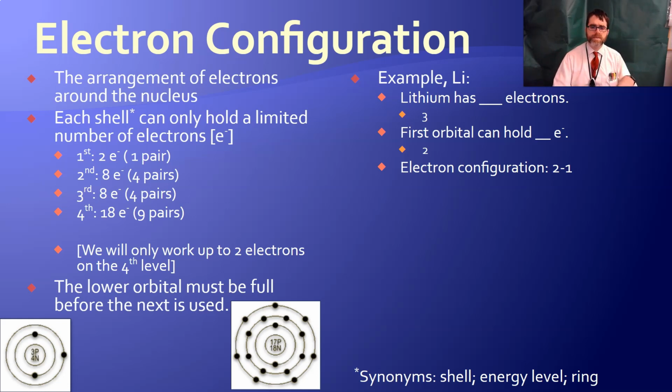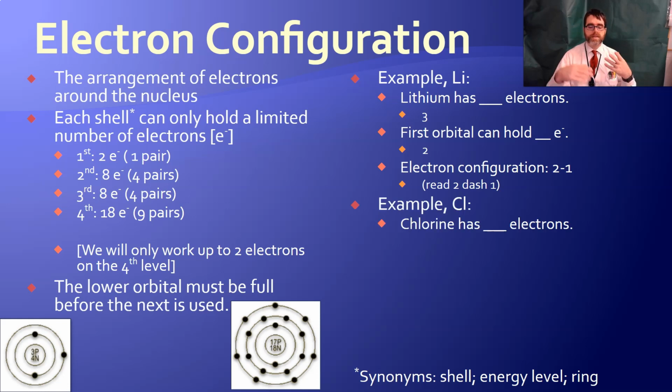So if we skip ahead to chlorine here, chlorine has 17 electrons, has an atomic number of 17, so 17 electrons normally. That first energy level, as we've already said, holds 1 pair of electrons, or 2 electrons total.